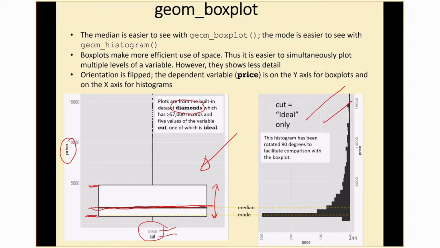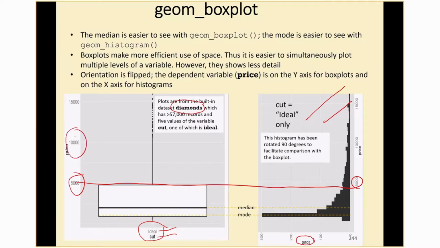To make this histogram, I've rotated it 90 degrees. I put count on the x-axis, and now price is on the y-axis, and the price here lines up with the price on the box plot. You can see that if you follow some of these things across, the 5,000 here corresponds to 5,000 here, and the 10,000 here corresponds to the 10,000 there.